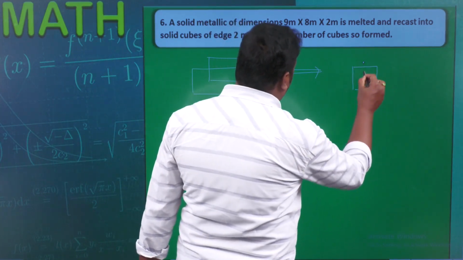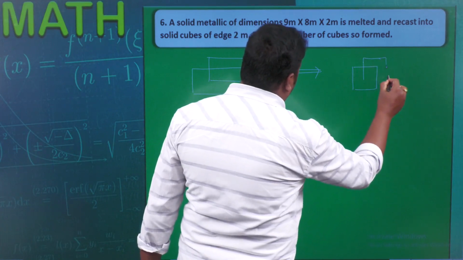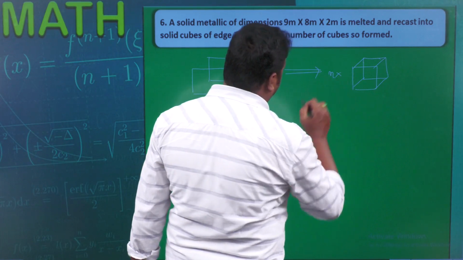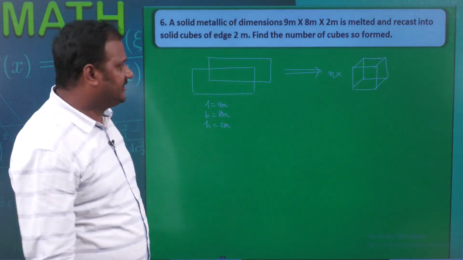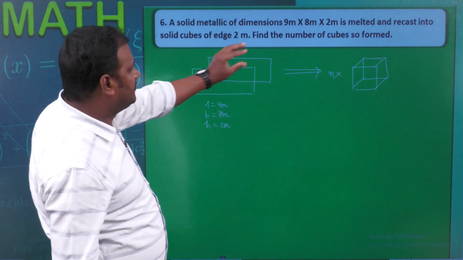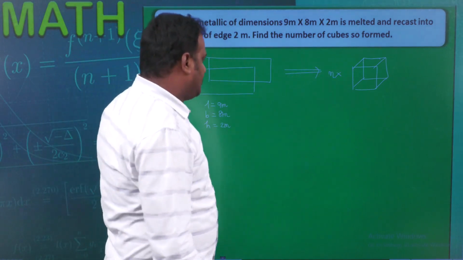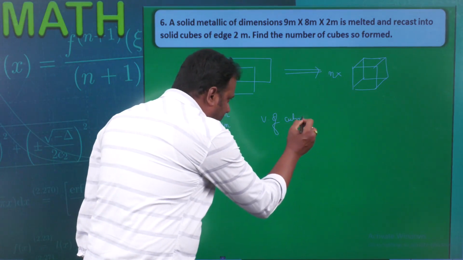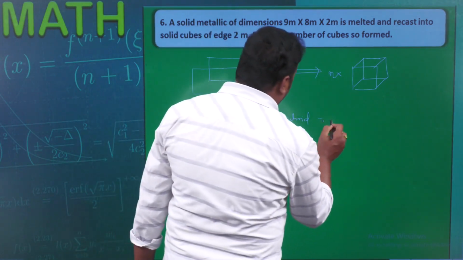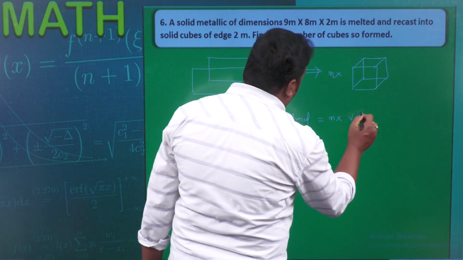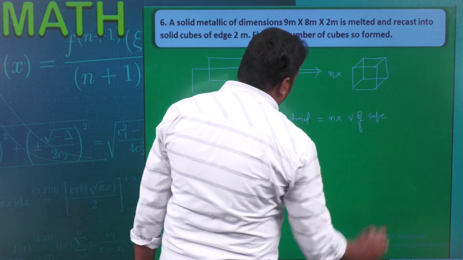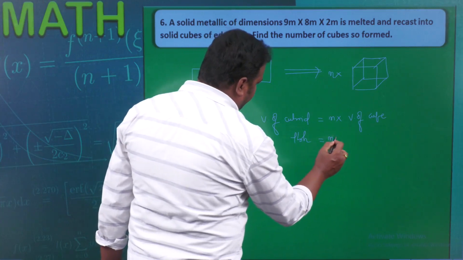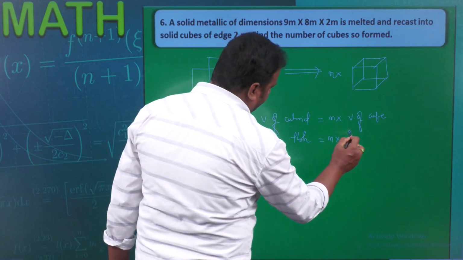So this is a solid cube. You understand? So we do not know how many solid cubes, so number of solid cubes equal to n. It is very much clear. So volume of cuboid is equal to n times volume of cube. So volume of cuboid is equal to what? Length into breadth into height is equal to n into volume of cube, which is a cube.